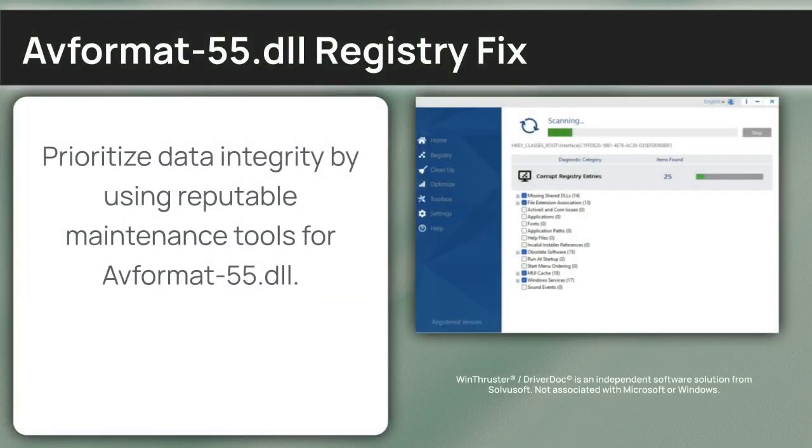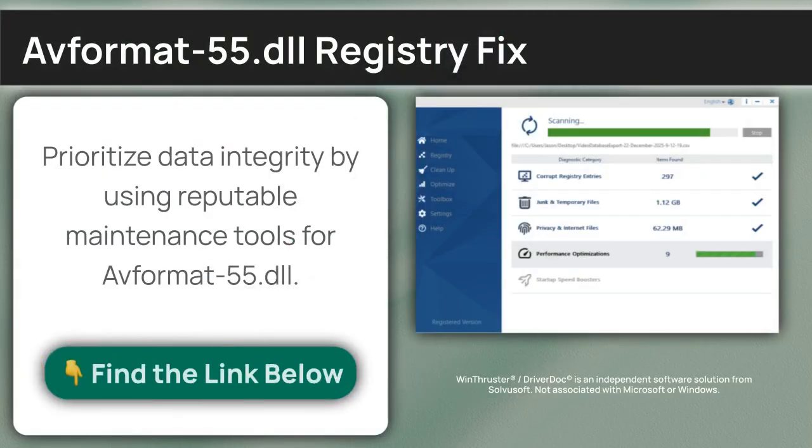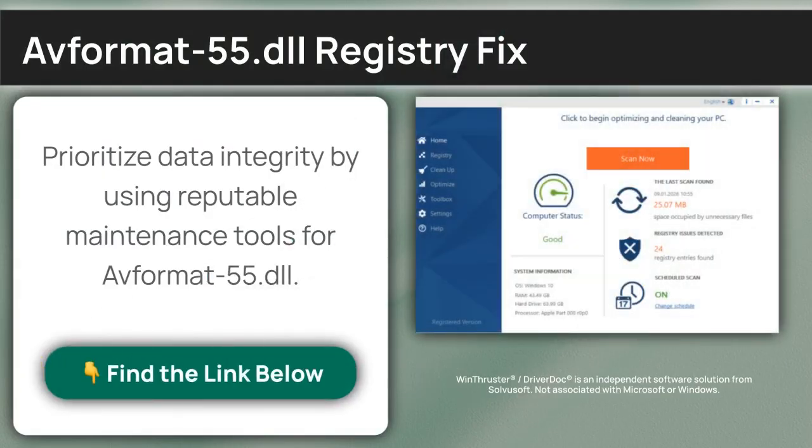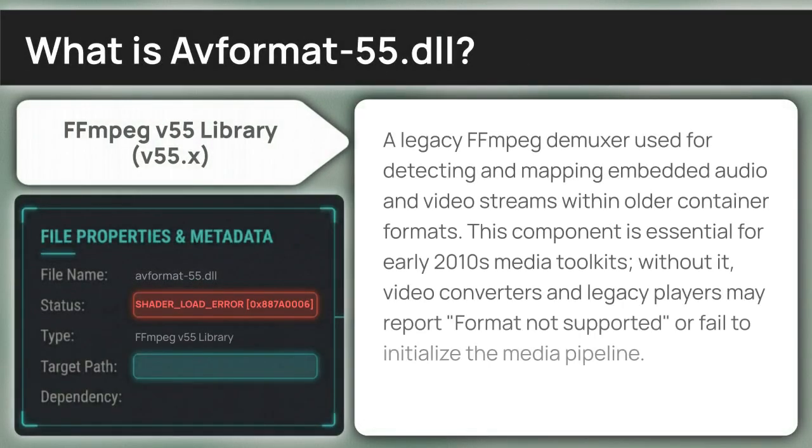Before we begin the manual steps for audio-video format 55, you can access a utility designed to help provide a clean system environment. This is the audio-video format 55, a legacy FFmpeg demuxer used for detecting and mapping embedded audio and video streams within older container formats. This component is essential for early 2010s media toolkits. Without it, video converters and legacy players may report format not supported or fail to initialize the media pipeline.